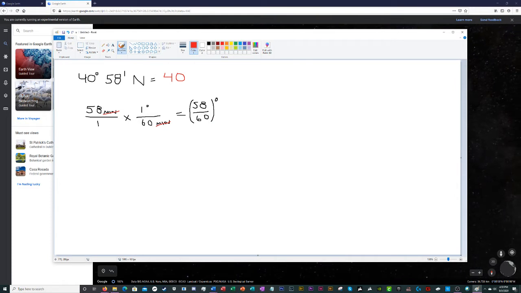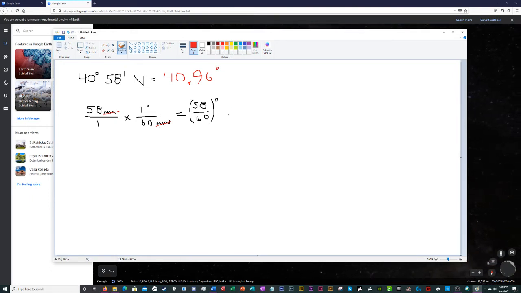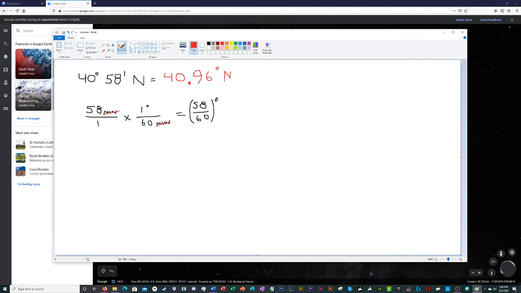58 divided by 60 is 0.96. And then we'll carry our degrees over because we just got rid of our minute unit down here. So this is essentially equal to 40.96 degrees north latitude. We can use this red number here, this 40.96 degrees north, and plug that right into Google Earth. We'll have to do the same with our longitude, and that comes out to about 5.65 degrees west if we do the same process there.